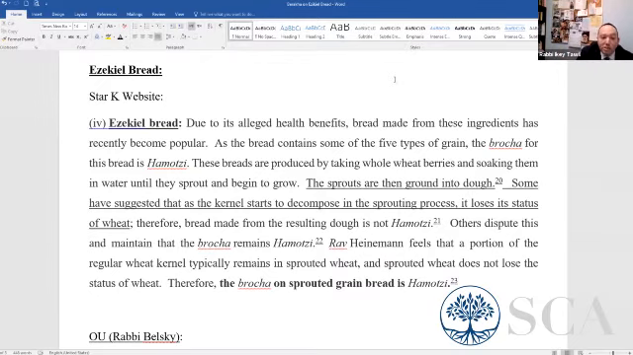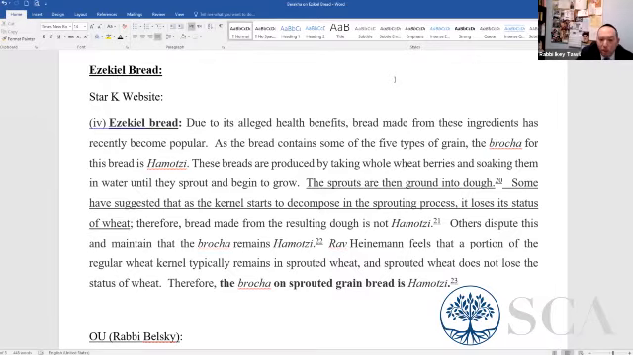Because of that, some have suggested that as the kernel starts to decompose in the sprouting process, it loses its status of wheat. Why am I underlining that? Because even the Star K is acknowledging that there are many poskim who are going to say Adama or Shakol. This, therefore, is not written so well. Therefore is really going back on the previous sentence that we said about Hamotzi.